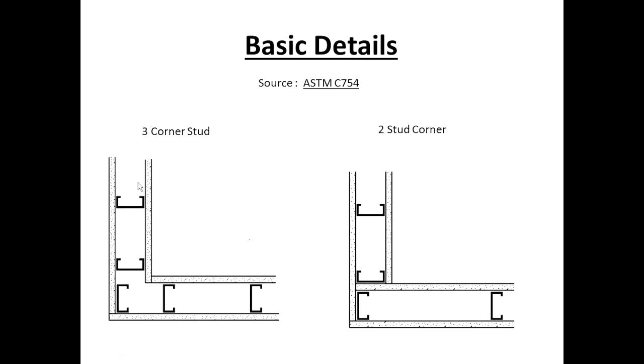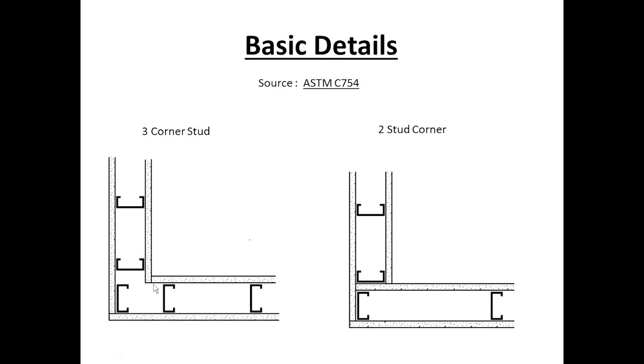Simple details. Here's a 3-stud corner. Here's a 2-stud corner. These are defined by ASTM C754. From my standpoint, I don't particularly care which one you use. I think both of them are effective, but the one thing I will caution you with is certain municipalities in, let's say, healthcare facilities require that you go to the 2-stud corner because they want to see that wall board continuous all the way through.